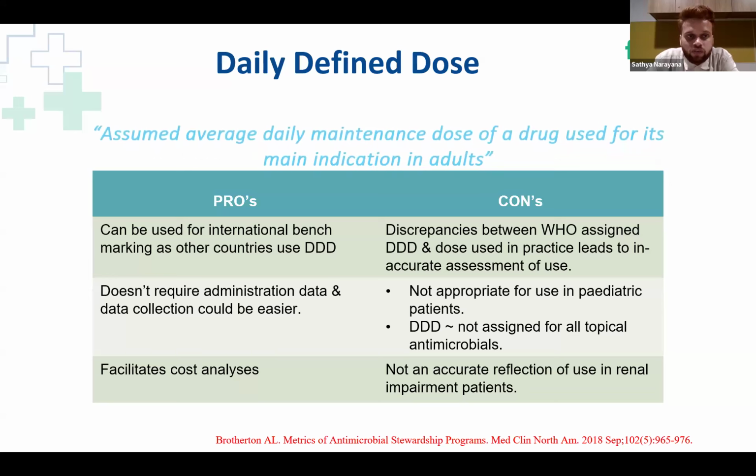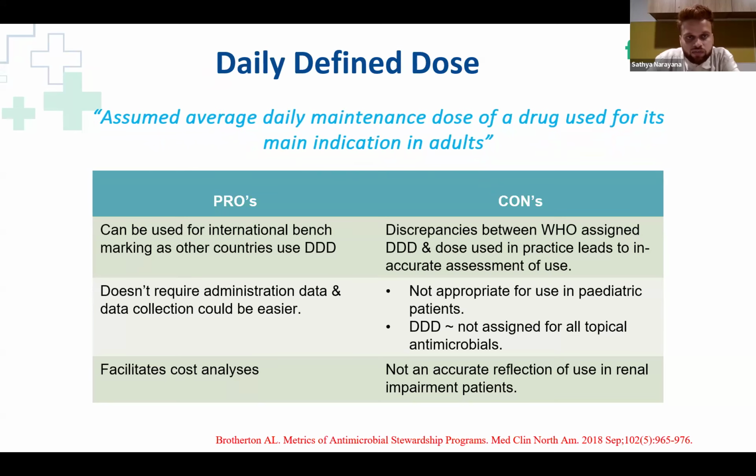Now let us start with daily defined dose. The common definition that everyone uses is that it is an average daily maintenance dose for a drug used for its main indication in adults. First, let us talk about the advantages of it, and later we'll talk about the limitations. When you are talking about advantages, it is a very good benchmarking aspect to talk about the metrics of antimicrobials, as it is advised by WHO.